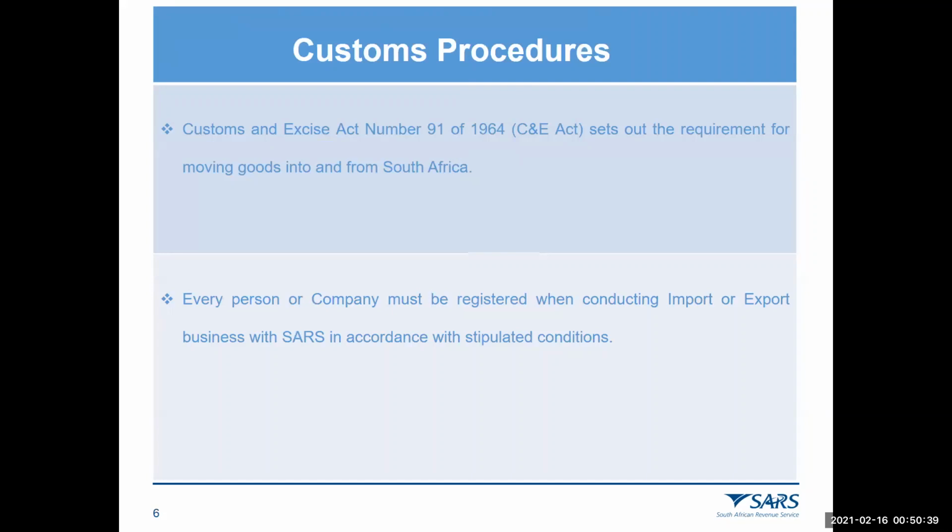So the customs procedures are built within our Customs and Excise Act 91 of 1964. It's under review at the moment, but as we speak, this is the relevant piece of legislation that is the basic foundation for moving goods into and from South Africa. And every person or company must be registered when conducting import and export. So basically, you can't just wake up and decide that you want to take goods out of the country or into the country; you need to register with us. Once you register, you can register as an importer or as an exporter.